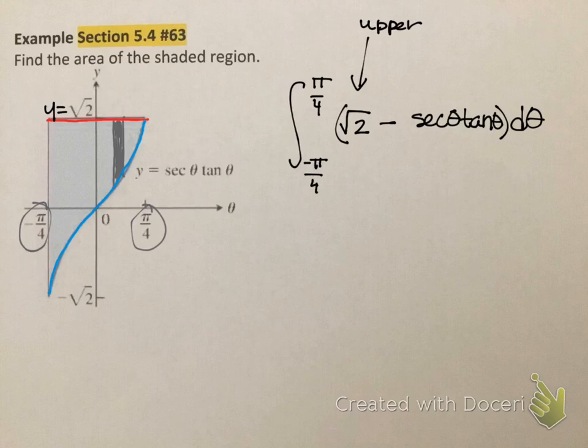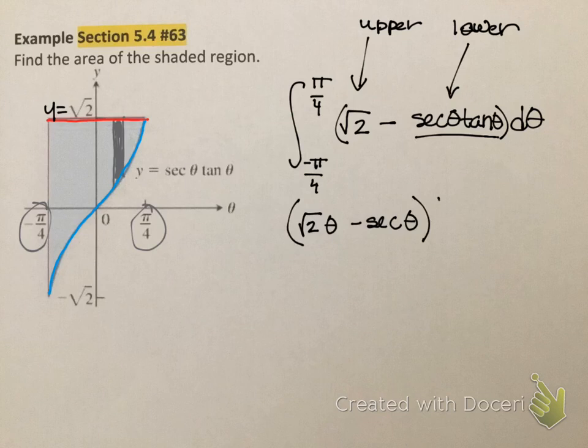Again, this one's not too hard to do the integration on, so let's go ahead and do that work. So this was my lower curve, the blue one. So the antiderivative of rad 2 with respect to theta would be rad 2 theta. The antiderivative of secant theta tangent theta, you guys recognize that as one of your big 6. It's just secant theta. So you are integrating from negative pi over 4 to pi over 4.